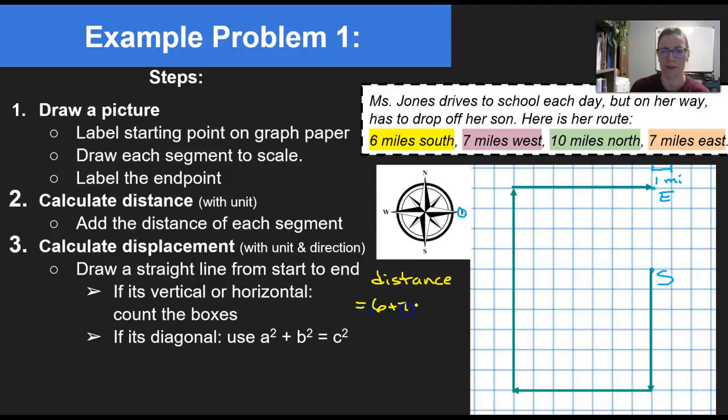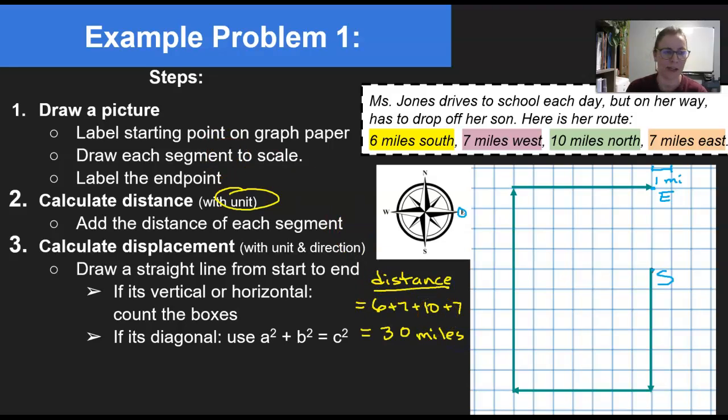6 plus 7 plus 10 plus 7. And so that gives us a total of 30. And now we can't just leave it a number. This is a measurement, so we also have to have a unit. And so the unit that's on this problem is miles. All right, and so that's our distance.